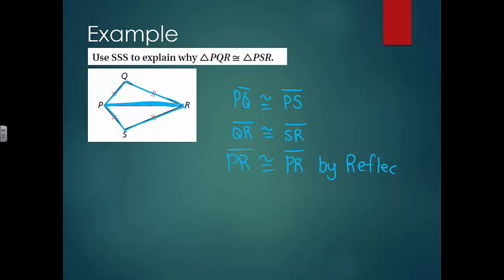So using that reflexive property of congruence, and those 3 pieces of information, we can say that triangle PQR has to be congruent to triangle PSR because of the side, side, side congruence postulate. It is simple and acceptable just to say by SSS.